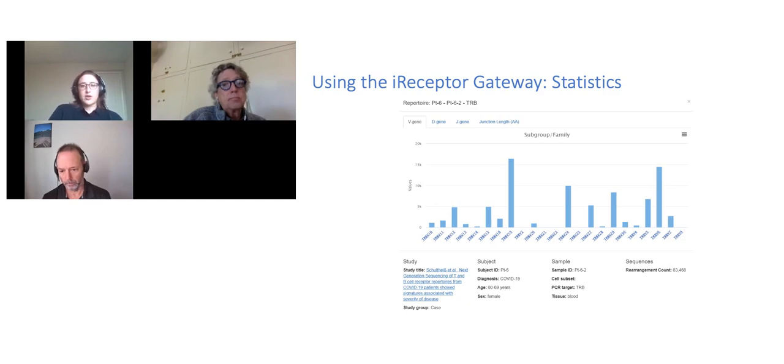So what is shown here is the default view, which is the very top level. So the subgroup or family according to IMGT nomenclature, the top level. However, if you click on any of the bars, you'll be able to drill down into the next level. So for example, clicking on TRB-V19, you'll be able to see the gene distribution of that family, and then clicking once more, you'll be able to see the allele level distribution. So there are multiple levels of granularity that you can look at.